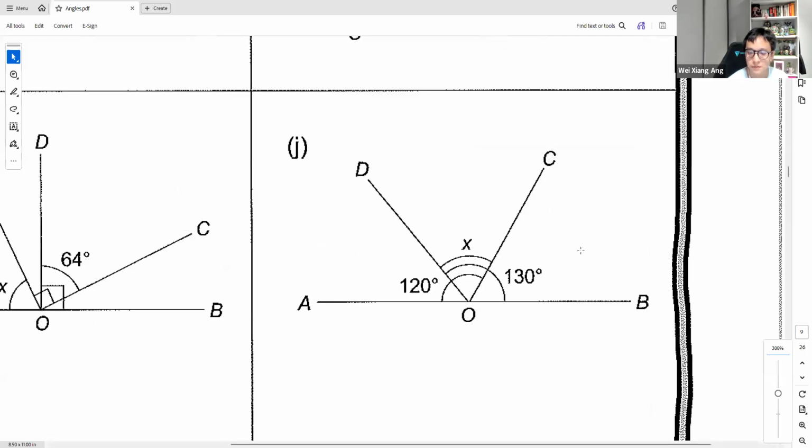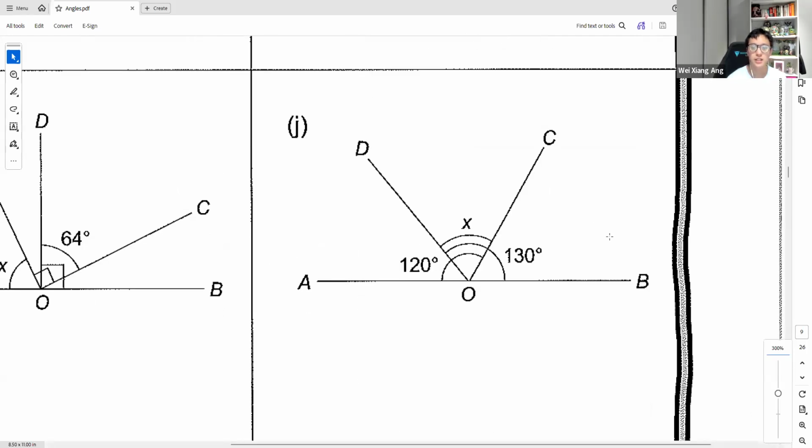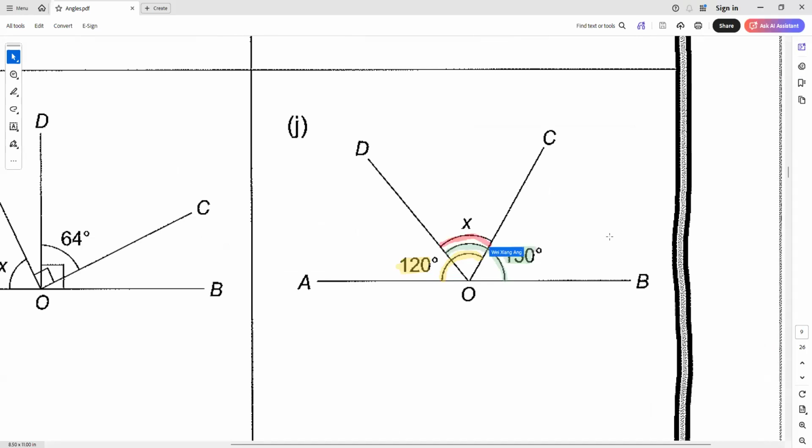Okay, part J. Wow, part J is actually very easy. You just need to open your eyes and see carefully where the angles are. Let me color code this for you first. This yellow color one is 120. This green color one is 130, and X is the red color one. It's pretty simple already how to find, right? Actually, it's not that simple. Still very confusing.